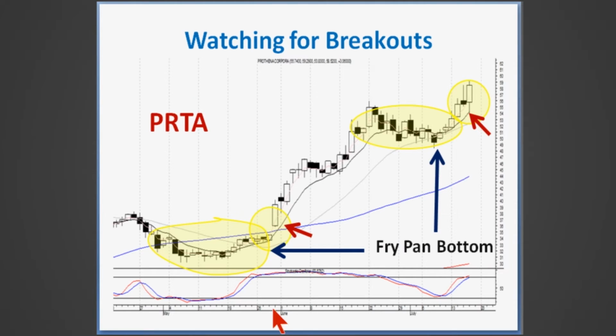So a lot of people say, well, how do we identify the patterns? Here's PRTA. We started buying this down here, took our profits, then notice what it did again. Another fry pan bottom setup. And where did it break out? Pretty much today with the doji sandwich. And where did that doji sandwich occur? Right smack dab at the level that we expect to break out of a fry pan bottom.